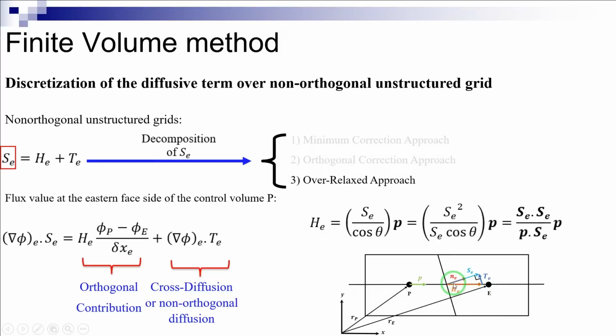Therefore, for non-orthogonal grids, the diffusion flux at an element phase cannot be written solely in terms of the values at the nodes on two sides of the phase. A new term needs to be added that accounts for non-orthogonality. This term is denoted in the literature by cross diffusion.